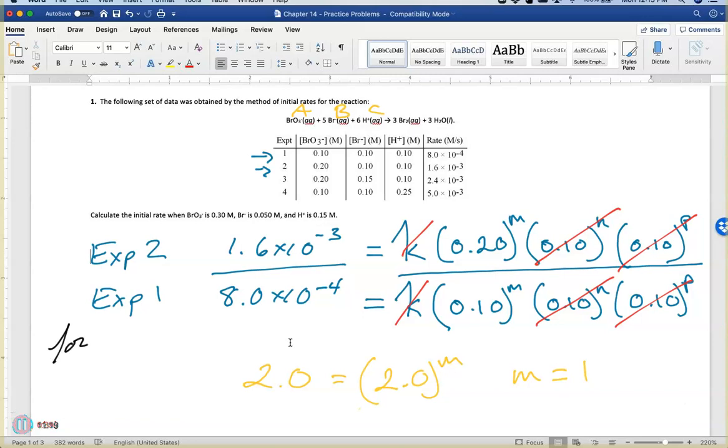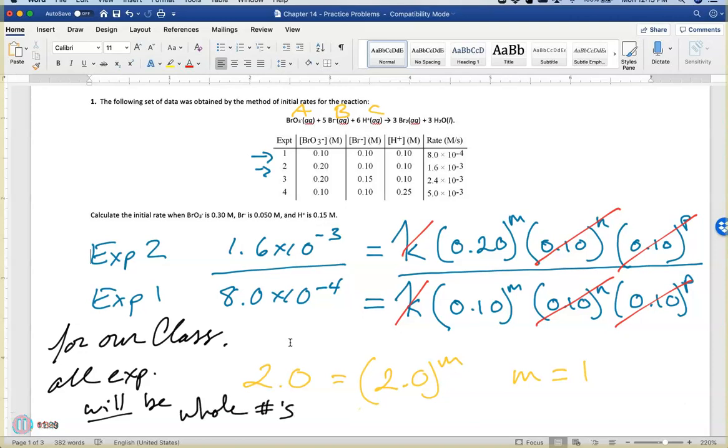So for our class, and I mentioned this in our Zoom lecture, all exponents in rate laws will be whole numbers. So if you get something like 1.9, well, that's going to be equal to 2. If you get something like 1.1, that's equal to 1. So things should be rounding to whole numbers. Just please keep in mind that in real life, you can have non-whole number exponents, though it is typically a rare occurrence.